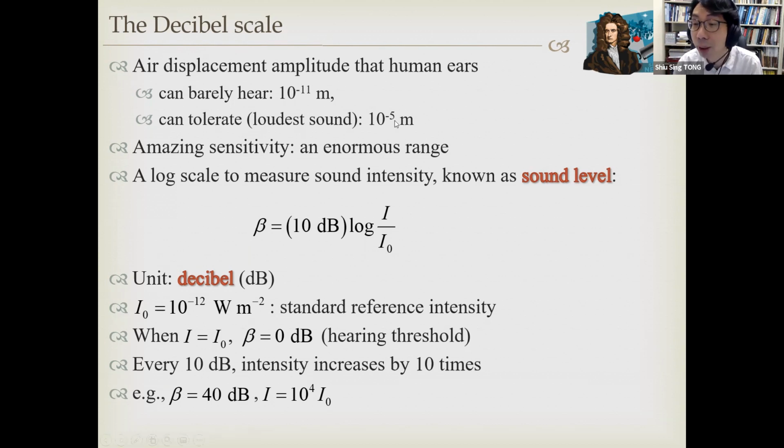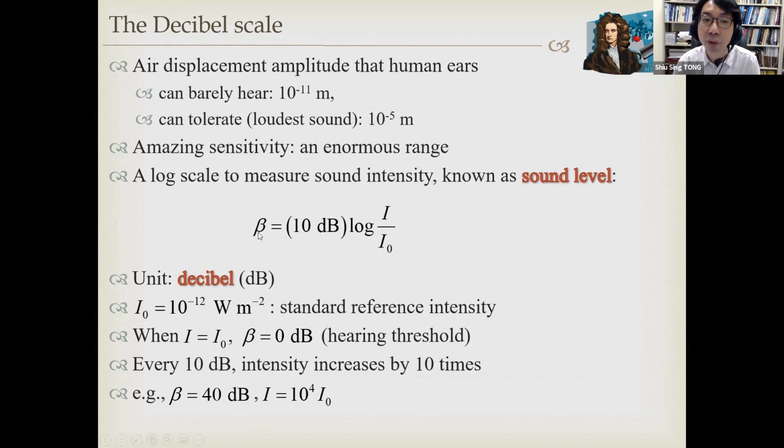Now this value we actually have estimated before in our classwork, right? So there's an amazing sensitivity. There's an enormous range. The range is from 10 to the power minus 11 to 10 to the power minus 5, which is 6 orders of magnitude. So we do not use a linear scale for that because the range is so wide. Instead, we measure the sound intensity not by a linear scale, but by a log scale. A log scale allows us to accommodate a wide range of frequency and loudness variation. So we measure that using a decibel scale, which is a log scale.